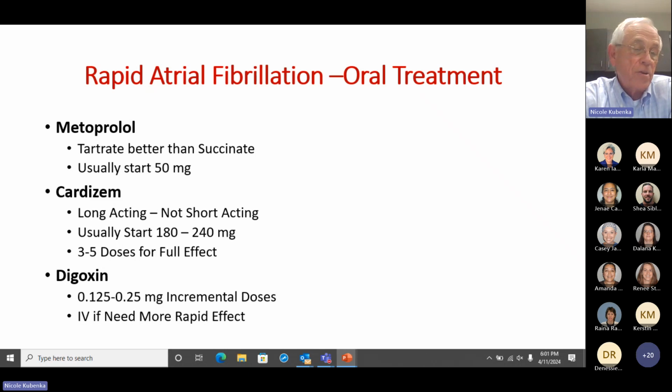The standards are metoprolol and Cardizem, PO, right? I personally think that tartrate is better than succinate. It's shorter acting. You've got to go twice a day, but it's also more rapid acting. So it takes longer to get people under control if you start on succinate rather than tartrate. And with tartrate you have to give every 12 hours, but you get a better result.